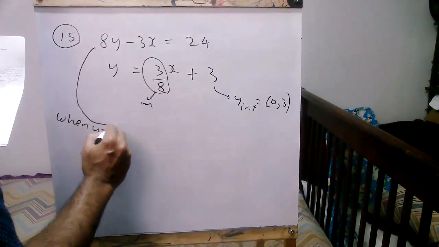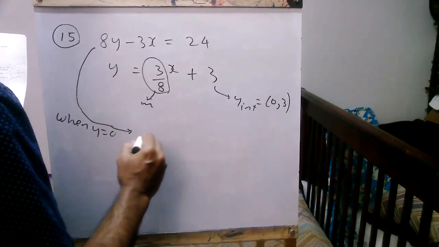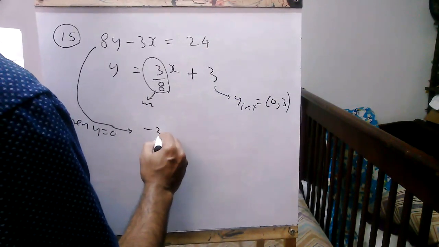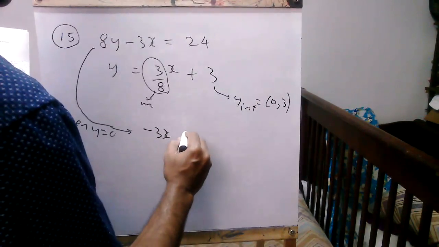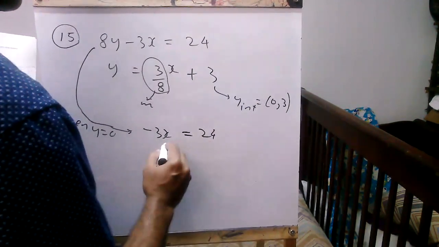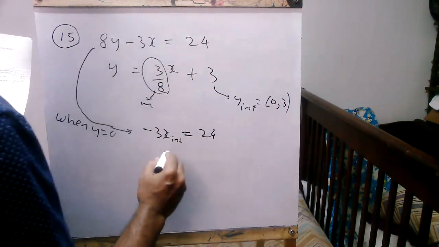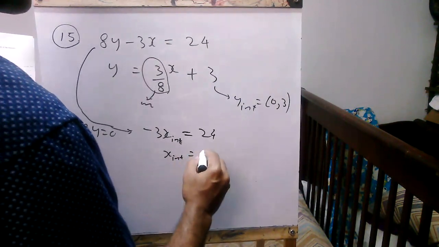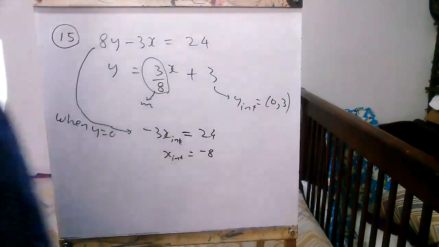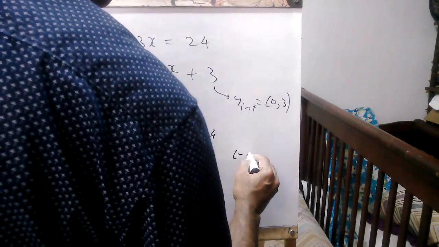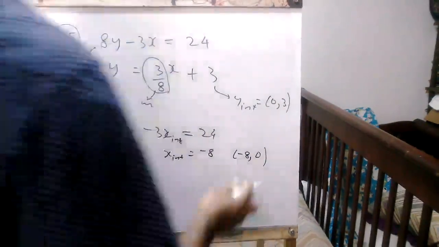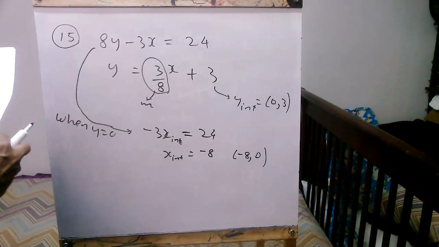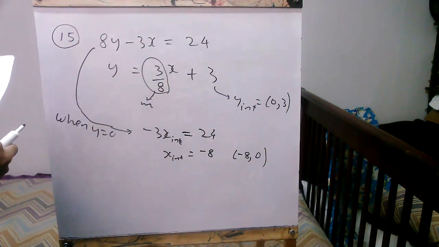y equals 0. We get negative 3x equal to 24. This is x-intercept. Then x-intercept equal to negative 8. That means negative 8, 0. X-intercept is negative 8, 0. Y-intercept 0, 3. Slope is 3 over 8.